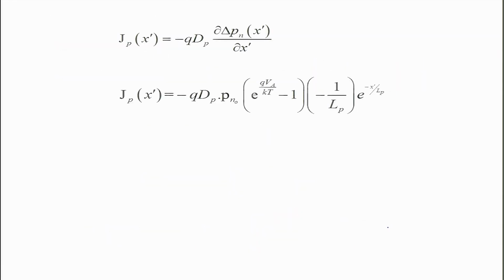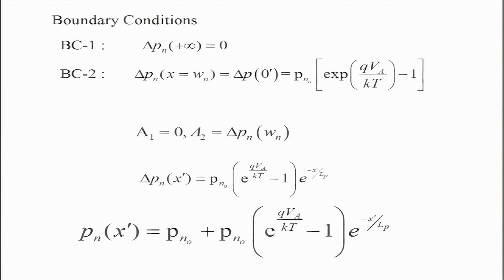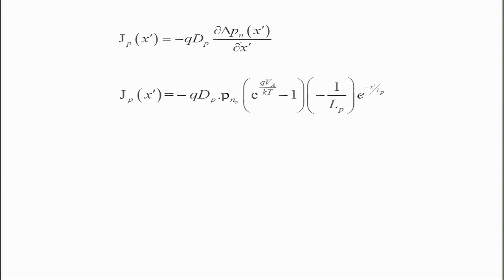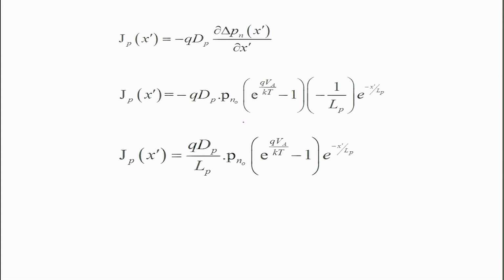Now, from this we can get the diffusion current. Diffusion current is nothing but Jp of x prime equal to minus q Dp into the derivative of delta Pn of x prime with respect to x prime. So it is a simple diffusion current, which is the derivative of delta Pn. Now you need to substitute the value of delta Pn here. If you substitute it, you get Jp of x prime as some function. It is a very simple differential equation, there is nothing complicated about it.